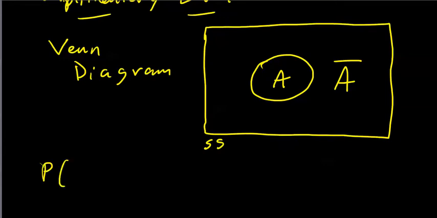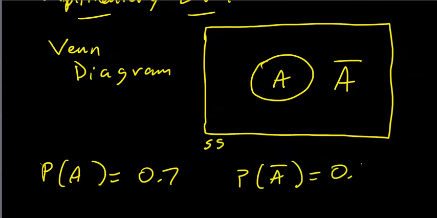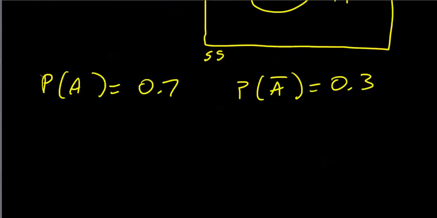So if the probability of A is equal to, let's say 0.7, you know the probability of not A has got to be equal to 0.3, right? Because that contains all the possibilities, all the events not contained in A.